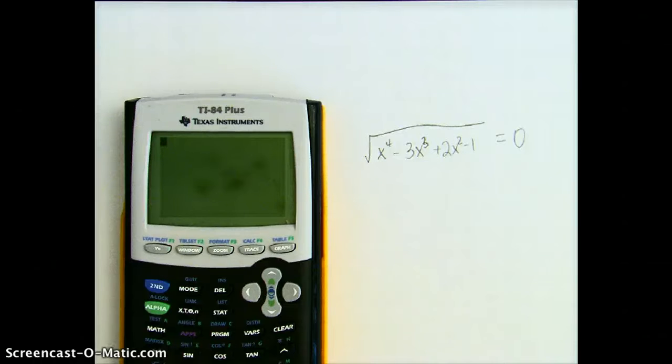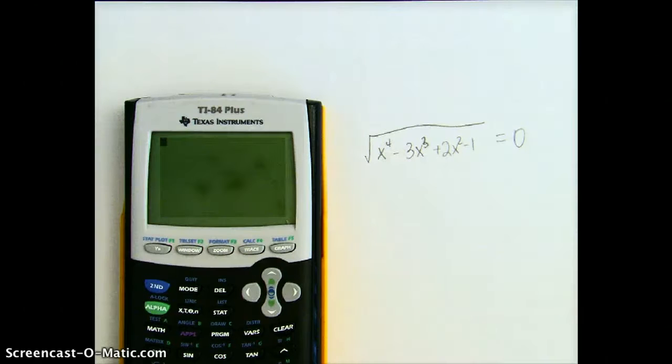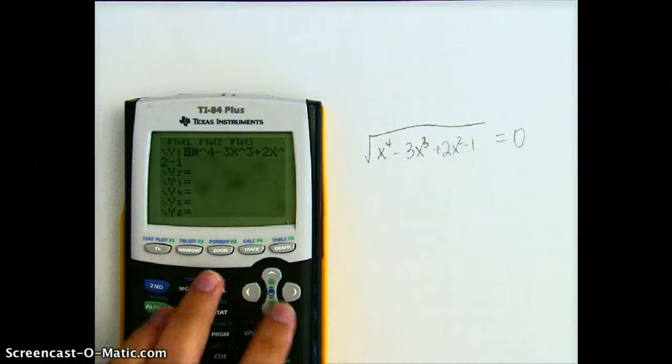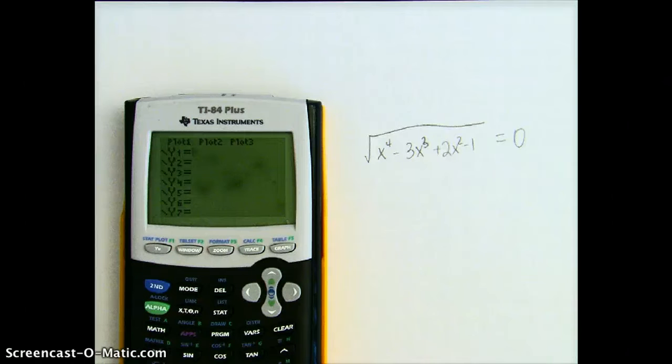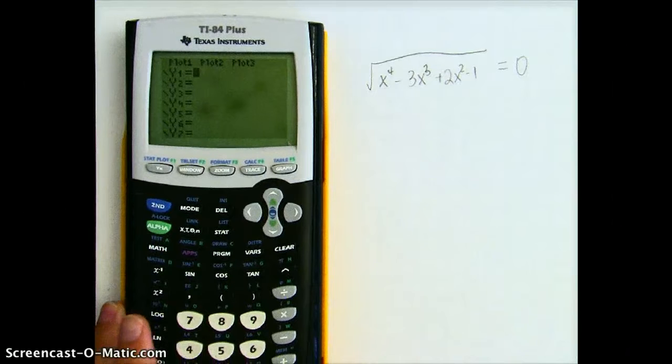Okay, we're going to graph a slightly different type of equation, which is going to be the equation the square root of x to the fourth minus 3x to the third plus 2x squared minus 1, and that's going to be equal to 0. So to graph this, you're going to go to y equals, just clear out anything that you have there already. And to get to your square root sign, you're going to go second, and then right above x squared, you'll see a little square root sign, square root.